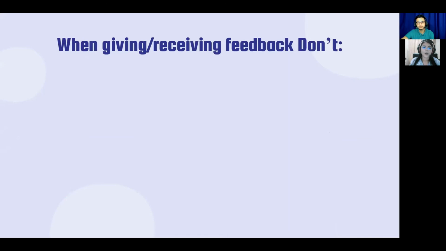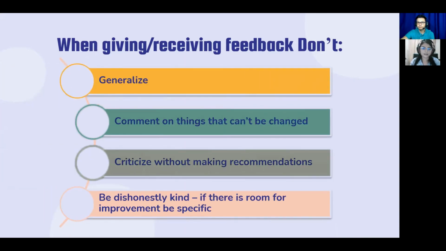Yes. When giving and receiving feedback, there are some things that you don't have to do. And the first one is generalize. You need to be specific and describe what you observe or what you did every time that you're giving, or in this case, receiving feedback, right? You need to be specific on what happened during the session, during the class, or during any situation that you are reflecting on, but don't generalize what happened. Yes, we don't have to talk in a very generalized way.